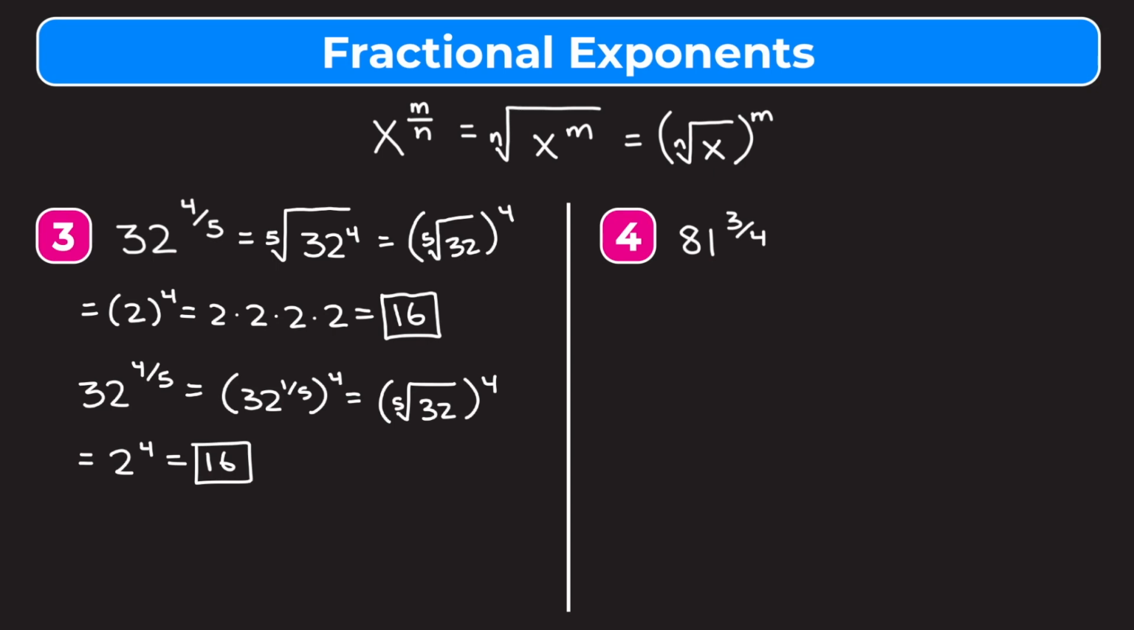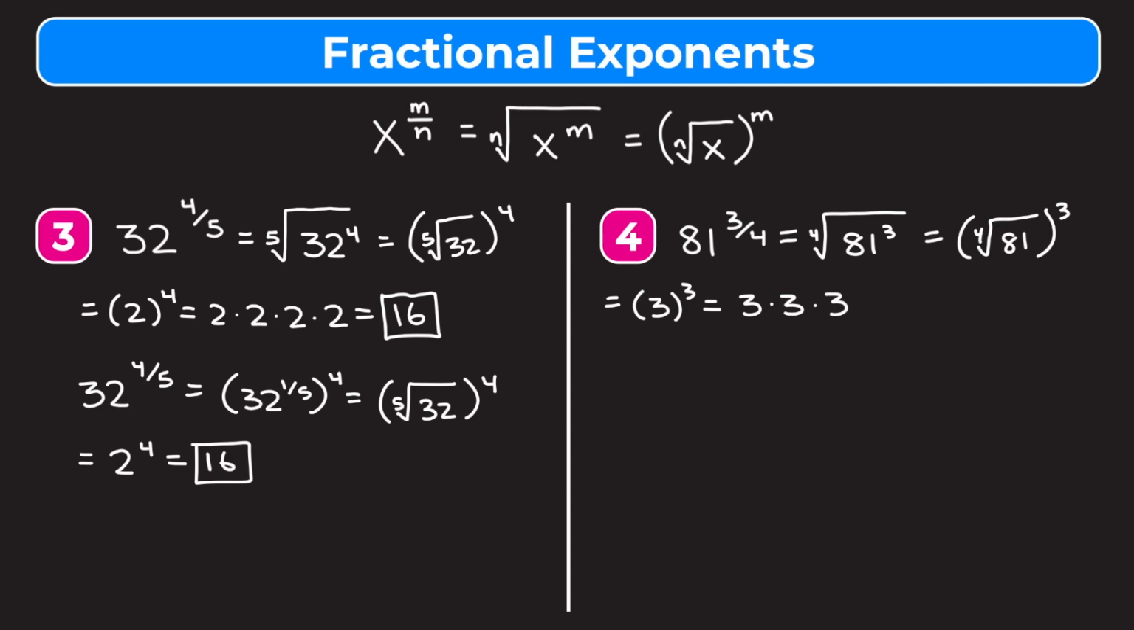And finally, taking a look at our last example, we have 81 to the 3/4. So if we want to rewrite this as a root, we're going to have the fourth root of 81 cubed. And we can write this as the fourth root of 81, and that entire thing raised to the third power. The fourth root of 81 means what number raised to the fourth is equal to 81, and that's going to be 3, because 3 to the fourth is 81. So now we have 3 cubed, which is 3 times 3 times 3, and that is going to give us 27.